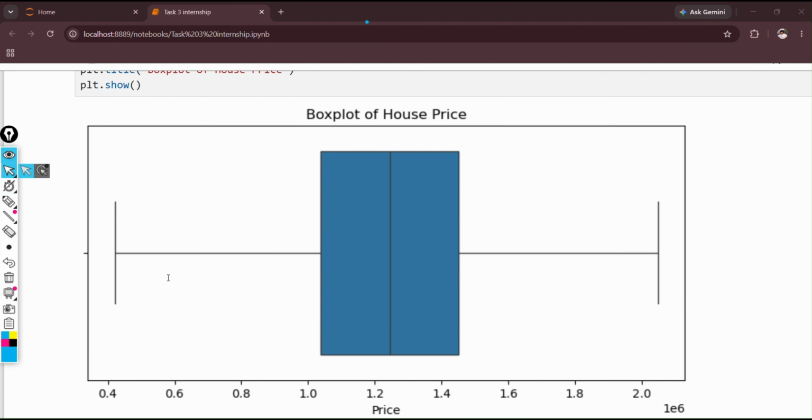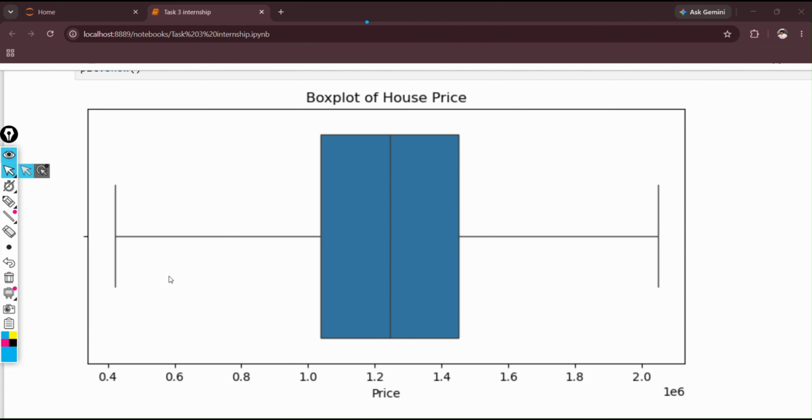Unlike a histogram, a box plot summarizes the entire dataset using 5 important values: the minimum value, the first quartile, the median, the third quartile, and the maximum value. The vertical line inside the box represents the median, which is approximately rupees 12.5 lakh. This means 50% of the houses are priced below this value, while the other 50% are priced above it.